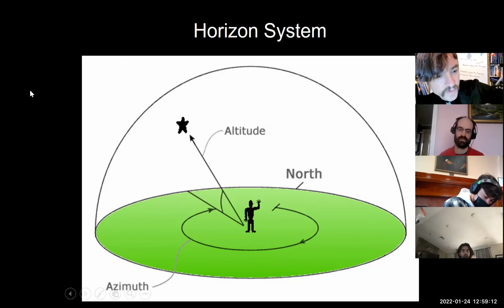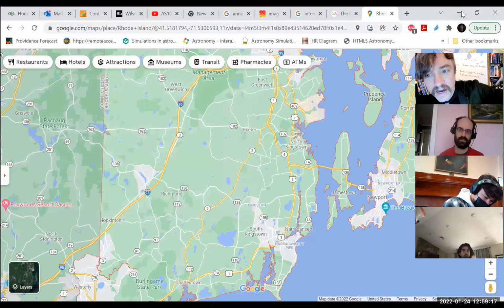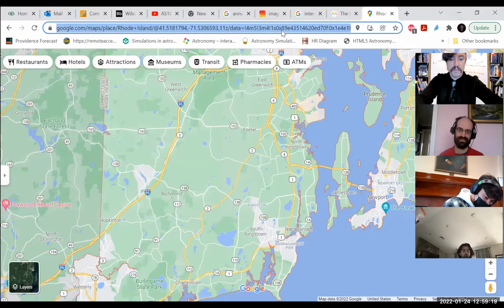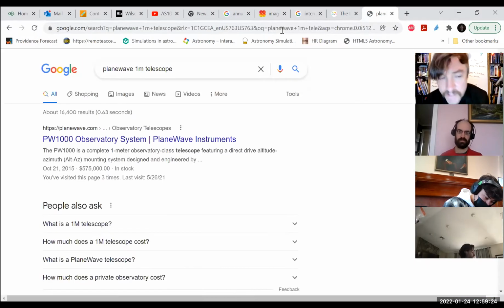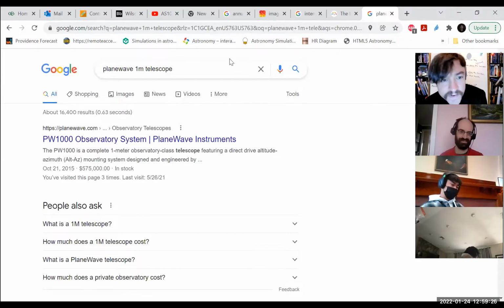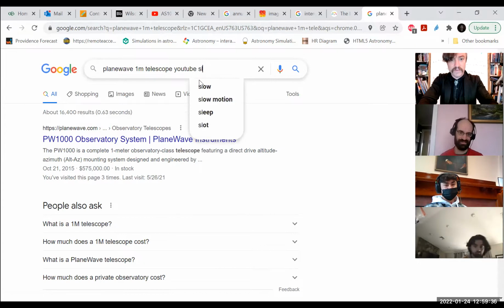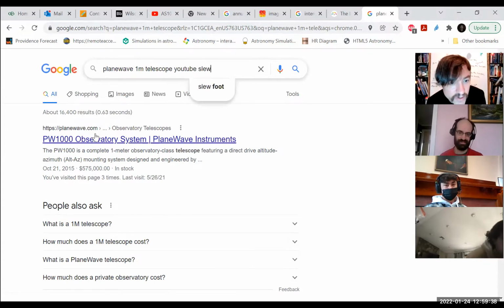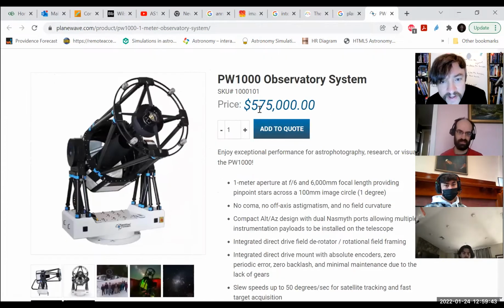Let me show you a telescope that I get excited about when I fantasize late at night. I like to dream about the PlaneWave 1 meter telescope. I imagine some rich benefactor coming to my observatory and telling me how much I mean to them. And let's see if there's a YouTube of this thing slewing in the clean room. Oh, by the way, just so that you can understand, this is a gourmet research grade telescope. It's not too expensive. So if you have any rich uncles or something, feel free.